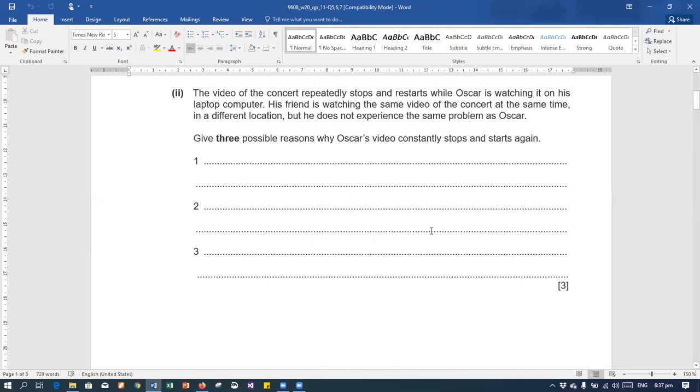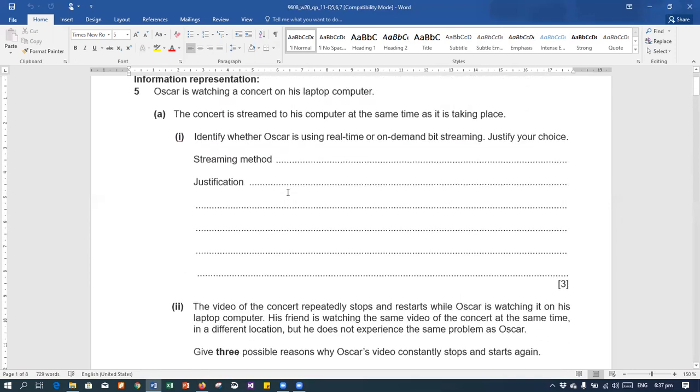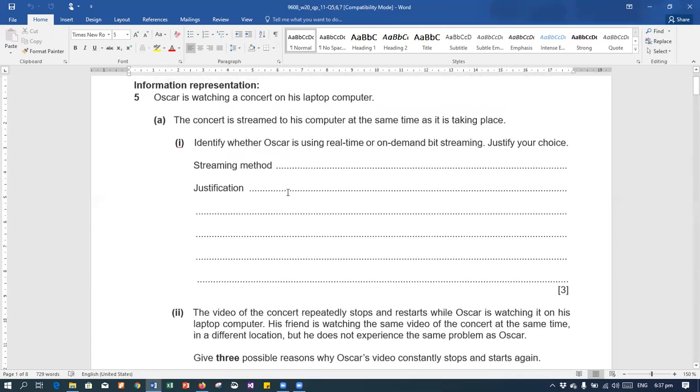Okay, and your previous part 1, how many marks? This one? Yes. 3 marks. So can you repeat your answer? What you said? He's using real-time streaming because the concert's happening at the same time as it's happening, and so the video essentially has to be streamed straight to the user.